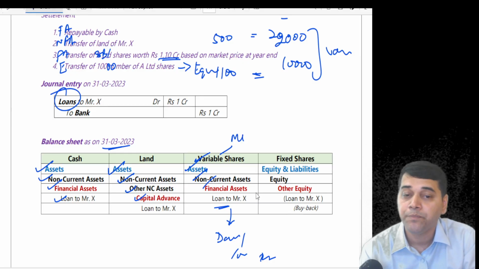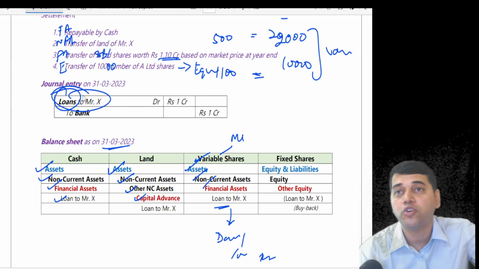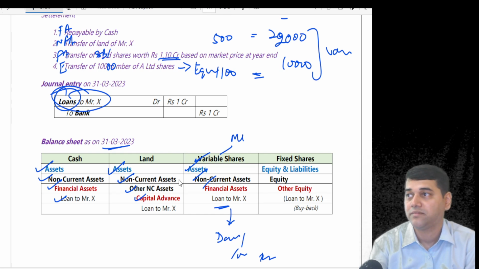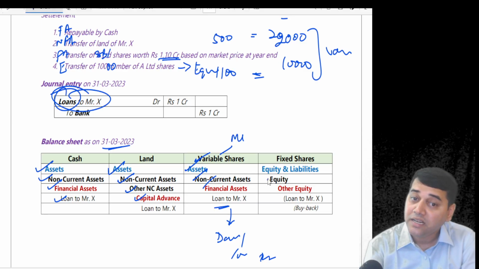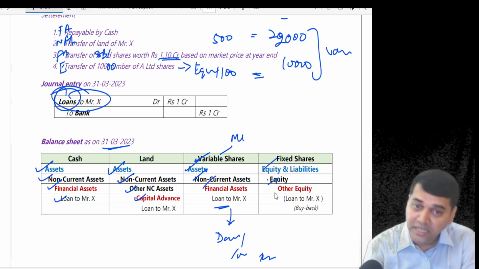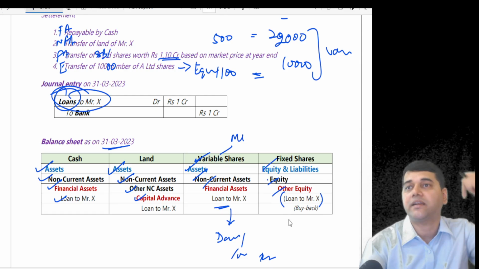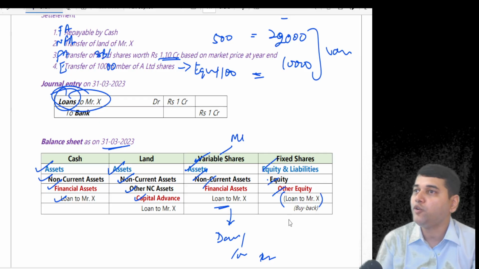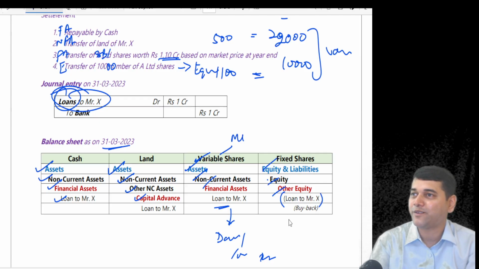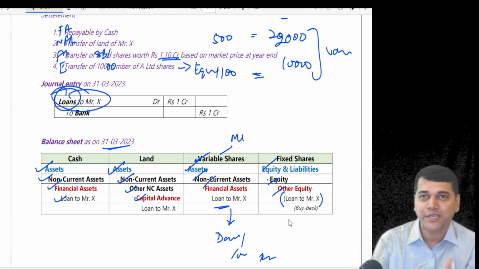Then do one thing, no? These loans and advances don't show on the asset side of the balance sheet. Rather, under equity, other equity, you deduct this as a buyback. Today itself you know, it's a buyback. Understood the substance of the transaction?